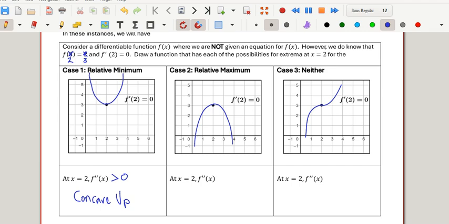And then obviously with the relative maximum, f double prime is less than 0. And the graph that we drew is concave down, right? Now, notice the association between our words in these two cases. If I have a relative minimum, small, my graph is concave up, big. That's another reverse association, right?